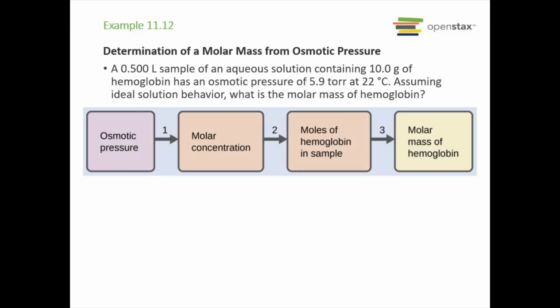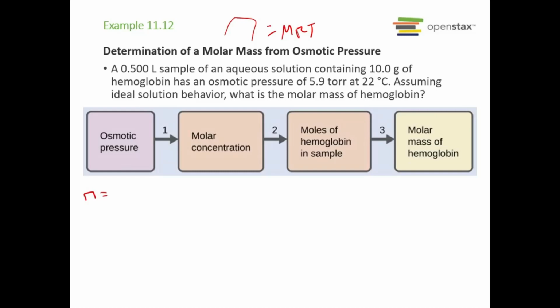So we're starting with our osmotic pressure, and we're going to use that to get our molar concentration. So remember, osmotic pressure uses molarity. So just kind of write that down to remind us. Pi equals MRT. And then from the molar concentration, we can get moles of hemoglobin in our sample and then get its molar mass. So one of the first things we need to do with this osmotic pressure we're given is change it to atm, because we're given it in torr.